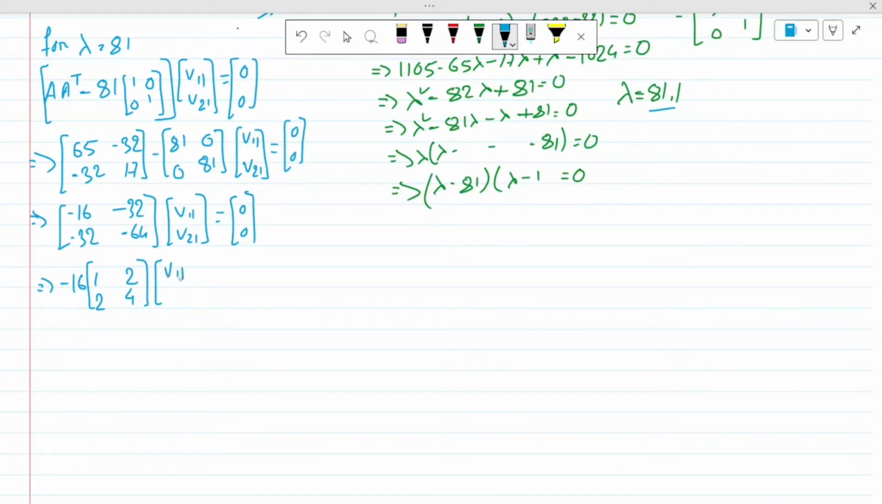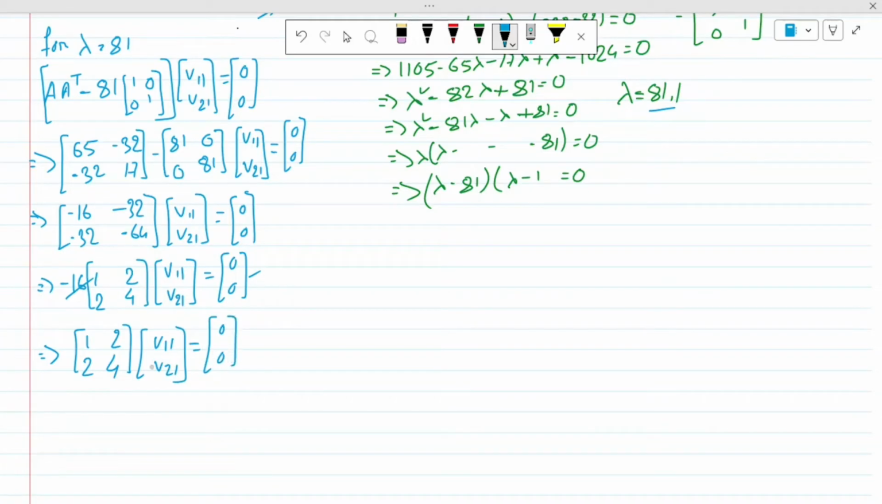And then you have V11 and V21. So these two values must be equal to 0, 0. So we are finding out V11. As we can see, this side is 16 and this side is 0, so we can simply remove those 16 from the equation. So finally, we have the 1, 2, 2, 4 matrix, and also on this side you have V11 and V21, and this equals 0, 0. So now we have to find V11 and V21. So how to do it? It is again simply matrix multiplication.